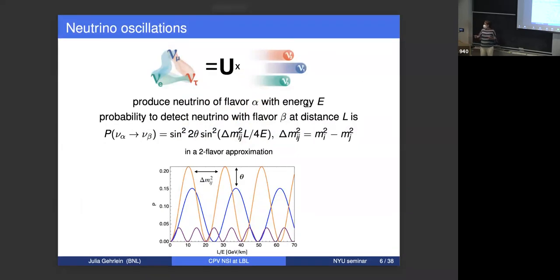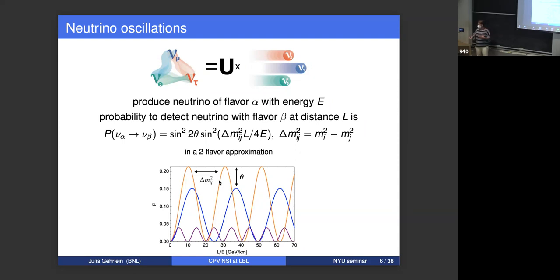The way to measure these parameters is in oscillation experiments. Here, the idea is that you produce a neutrino of flavor alpha with an energy E. Then the probability to detect a neutrino of a different flavor, beta, at a distance L is given by this expression here. It depends on sine squared of two theta, where theta is the mixing angle, and sine squared of delta m squared L over 4E, where delta m squared is defined as you can see here. The mixing angle gives us the amplitude of the probability, and the mass splitting gives us the frequency.